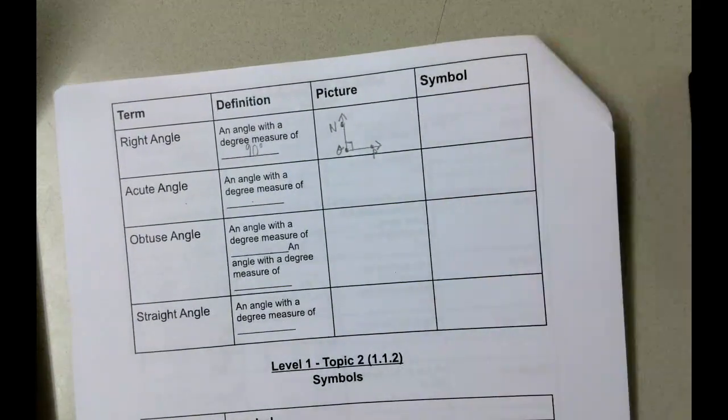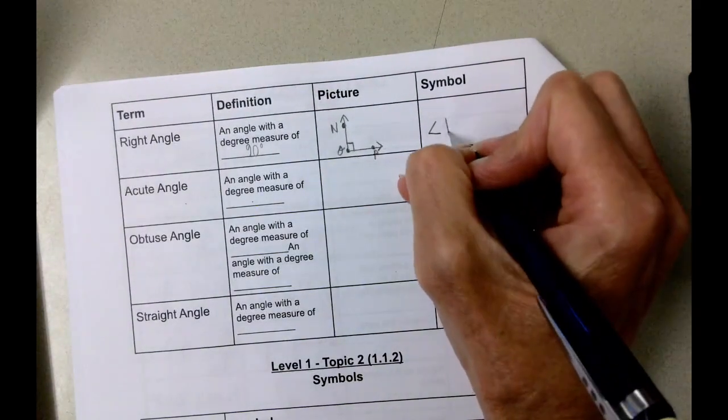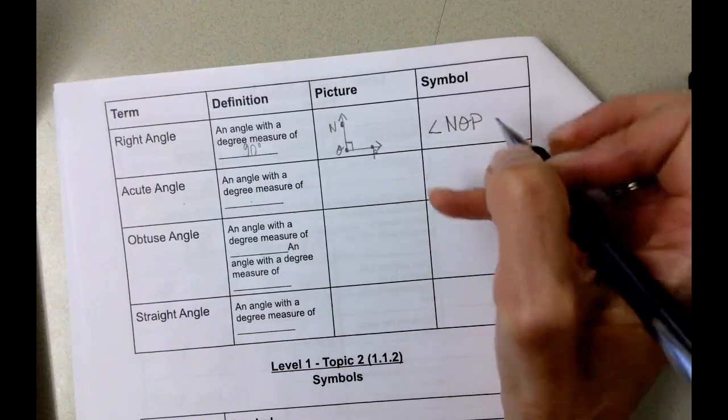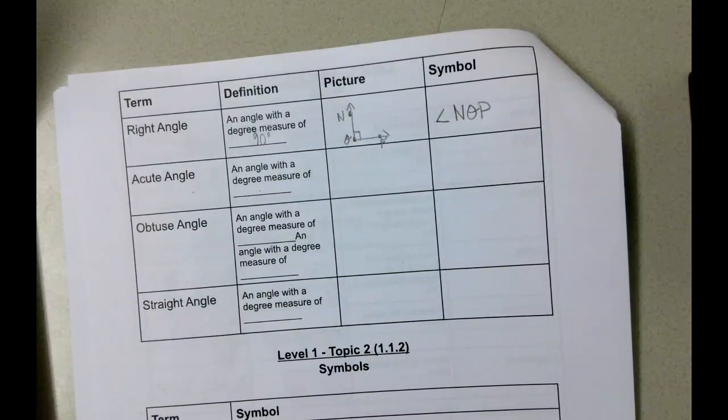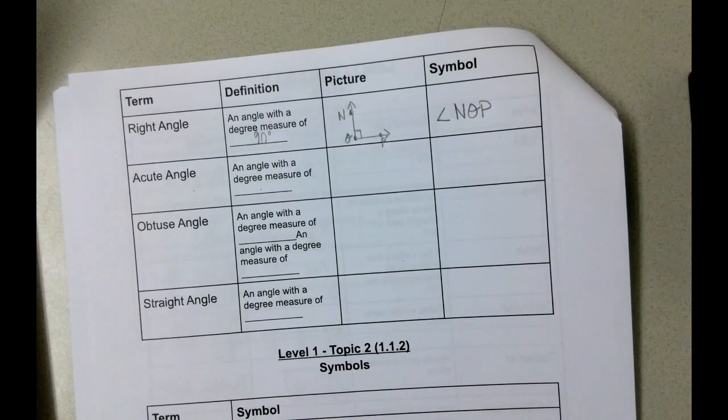But then when we refer to a right angle, we simply refer to it as an angle, and it's going to be the angle symbol, and then it's going to be NOP. Remember that O is the vertex of this angle, so that needs to be the middle value when we label this or name it with our angle.